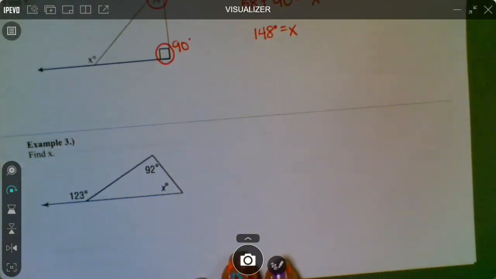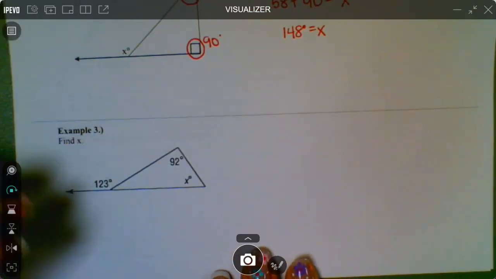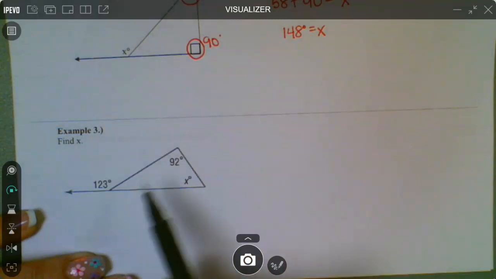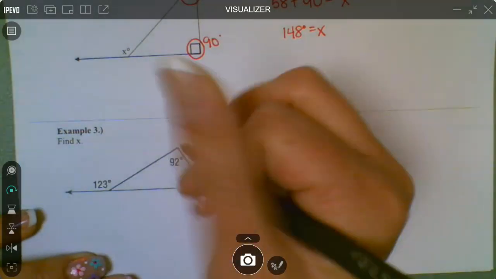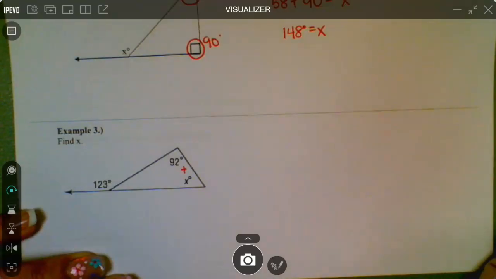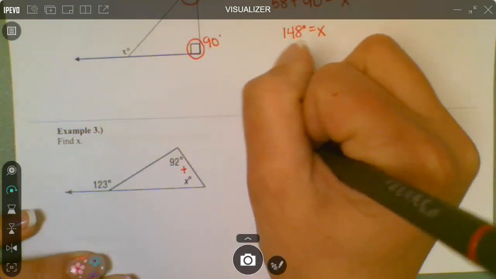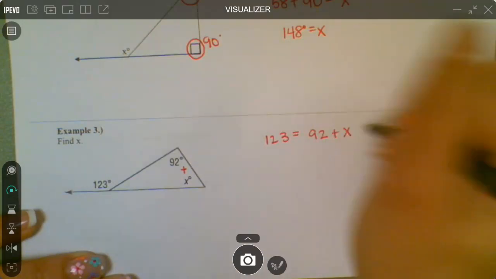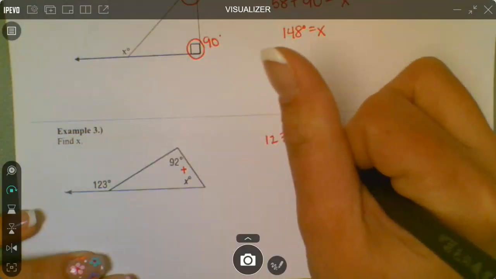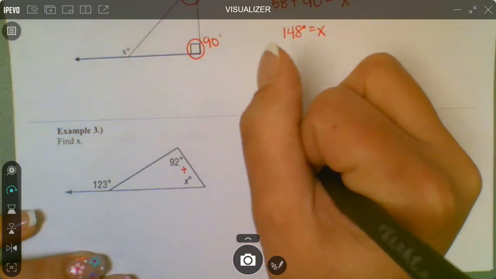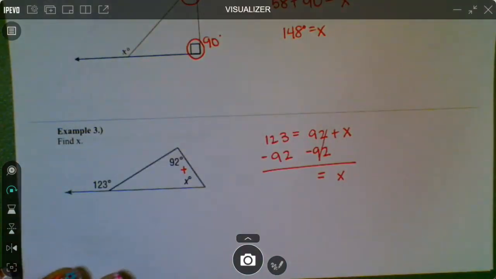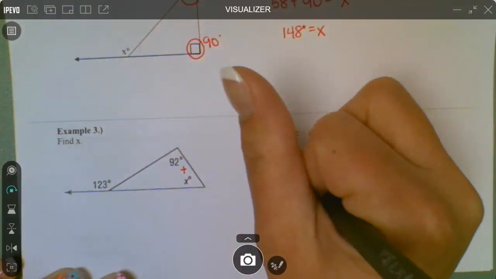Well, what happens if you're like number 3? Okay, well, we know that the outside angle right here, 123, is going to equal these two added together. So you're going to set up an equation. 123 is going to equal 92 plus x. Solve for x by subtracting 92. And x is going to equal 123 minus 92, which is 31 degrees.